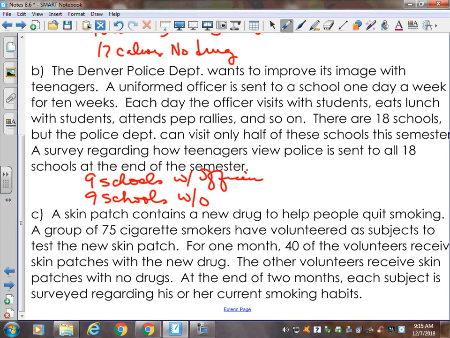And then the last one, you've got 75 cigarette smokers volunteered for this new skin patch to try to quit smoking. 40 of them took it. So one group is 40 volunteers who got the new drug. The other group is the 35 that are left, who got the no drug patch. So that's the placebo to make them think that they got it. And with this particular situation, there are occasions where if somebody thinks they got it, then they might quit smoking and not realize that they quit on their own, that they had the willpower all along.